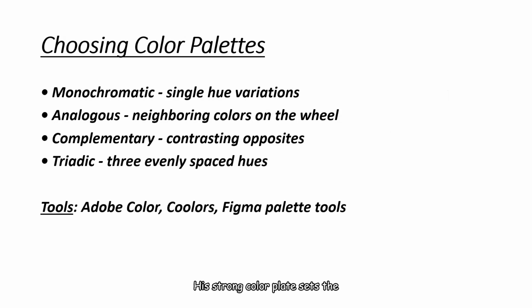A strong color palette sets the tone of our design. Monochromatic palettes explore variations of one hue. Analogous palettes use colors close to each other. Complementary palettes use opposites for high contrast, and triadic palettes give balanced vibrancy. Tools like Adobe Color or Coolors help us explore combinations quickly and stay consistent throughout our design.